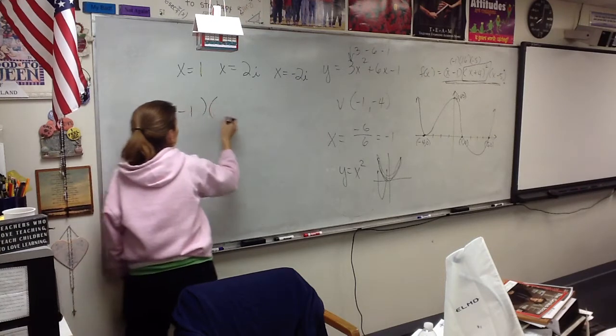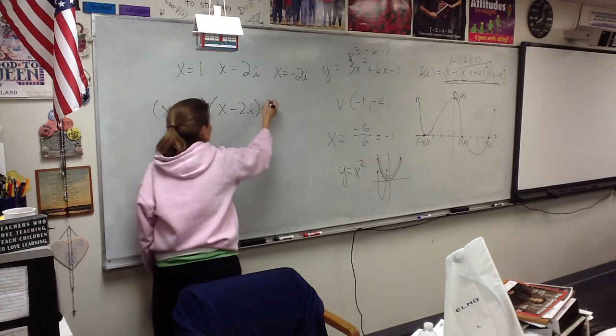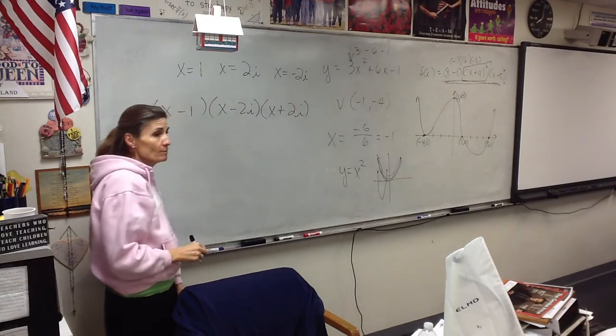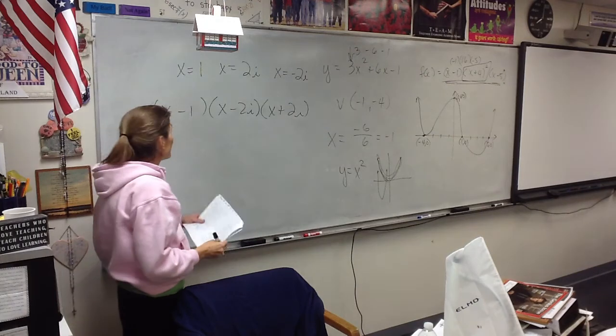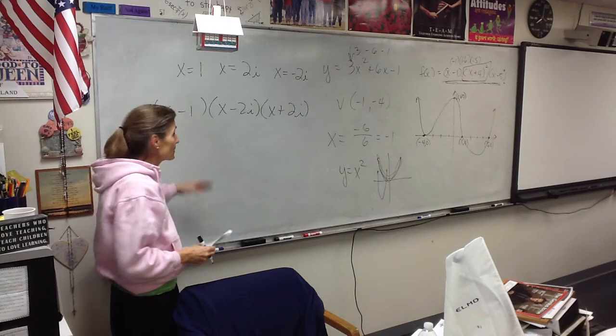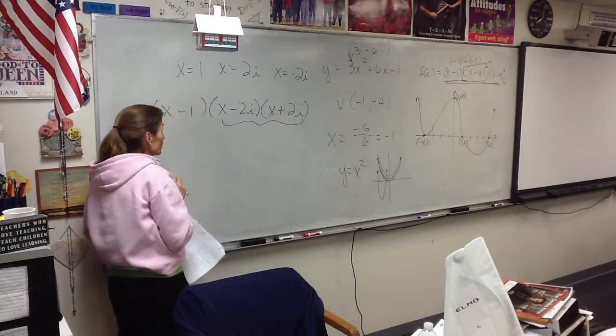x minus 1. If 2i is a root, x minus 2i, x plus 2i. There we go. That's my polynomial. Chances are it's not going to look like that. It's probably going to be all multiplied out. So let's FOIL these two first. Always do the i ones first.